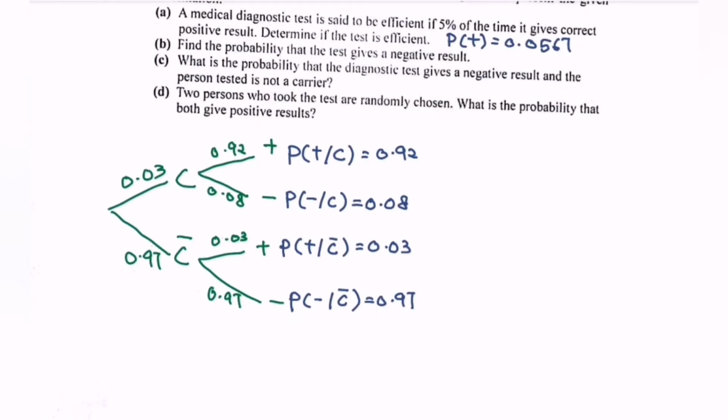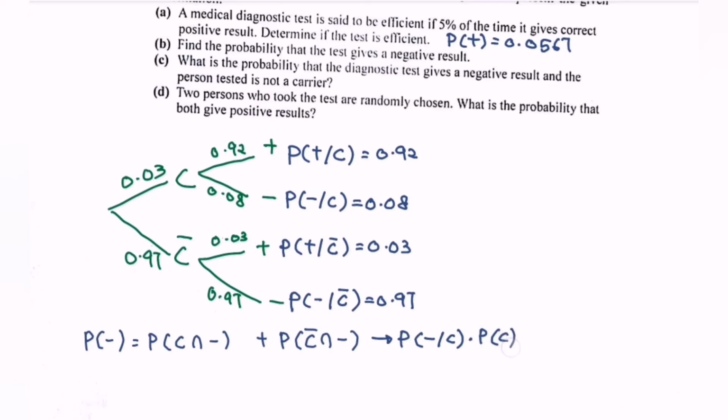B, find the probability that the test gives a negative result. So here we have the probability that we have a negative result. Kindly refer to the branches where we will have the probability that we have the carrier intersect with the negative plus the probability that we have non-carrier and negative. So kindly refer to the branches. We will have the probability that we have a negative, given that it is a carrier, multiplied with the probability for carrier, plus the probability that we have negative, given that it is non-carrier, multiplied with the probability of non-carrier.